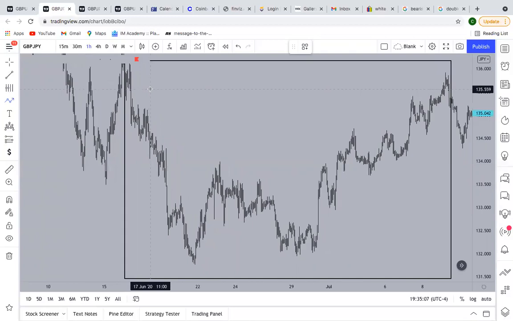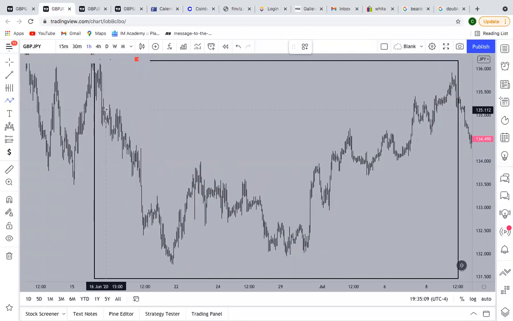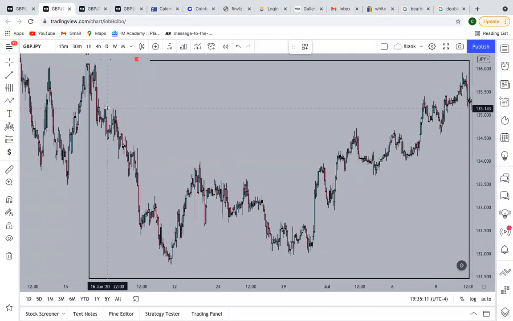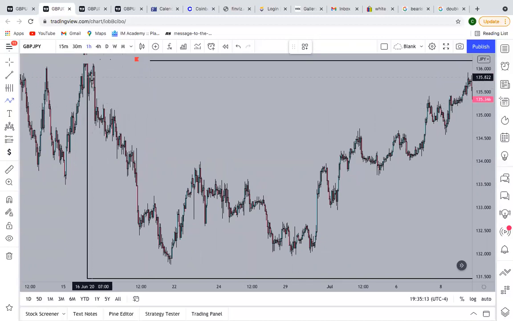The structure makeup of a double bottom. With the double bottom, the first thing that we're going to see is price trending to the downside, price creating a series of lower lows and lower highs in this market before finding a level of support. So we have price in this downtrend.